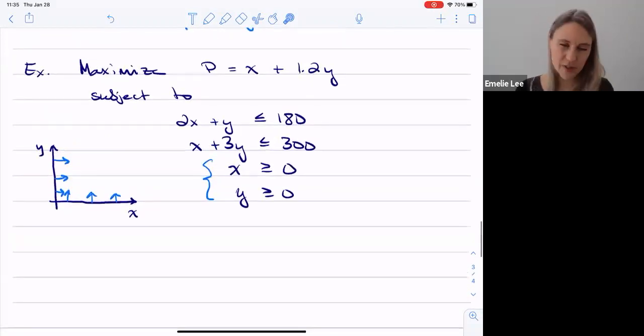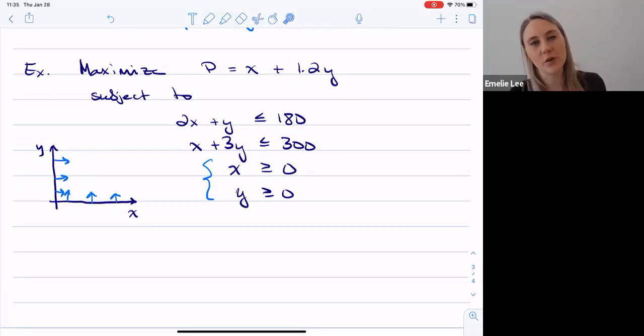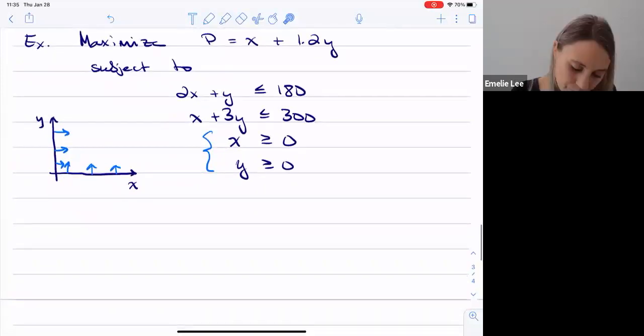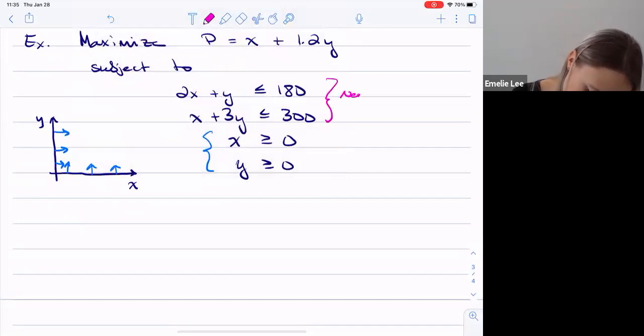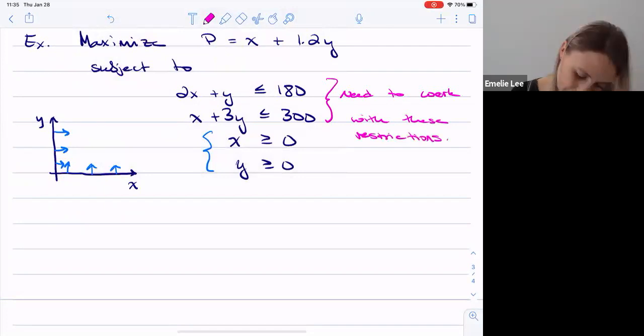What I want to do, just to show you, is do these by hand, but then I'll show you how to do it in Desmos, and then you can just do it in Desmos from here on out. But I want to show you how to do it by hand because it's going to be useful. So we need to work with these restrictions.